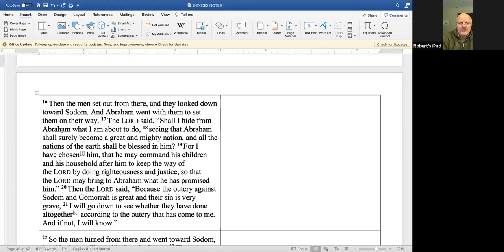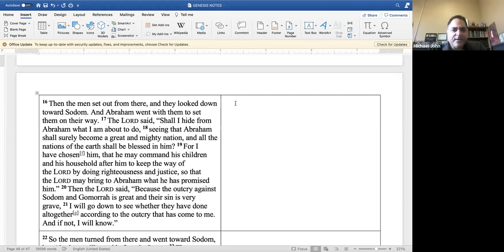Then the Lord said, "Because the outcry against Sodom and Gomorrah is great and their sin is very grave, I will go down to see whether they have done altogether according to the outcry that has come to me. And if not, I will know."